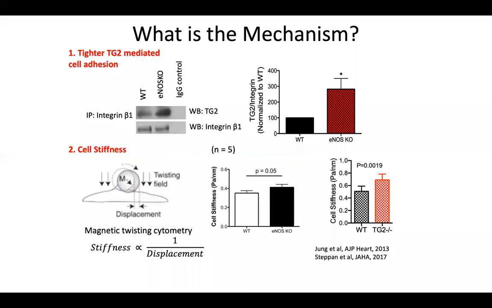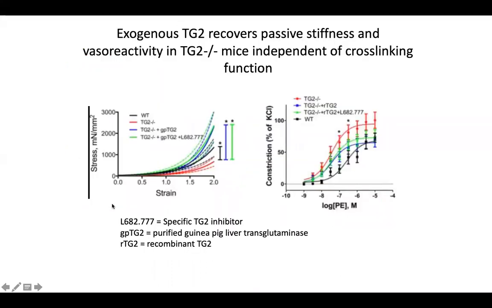This is actually illustrated here, where if we look at the TG2 knockout cells, shown here in red, they are actually stiffer than their wild type counterparts. And this stiffness measure was done using a method called magnetic twisting cytometry.